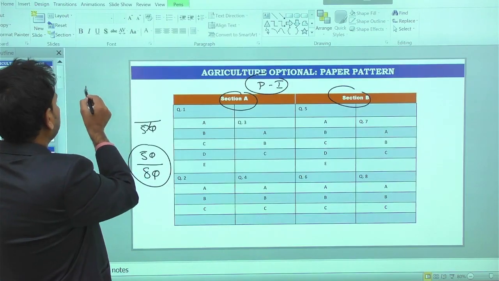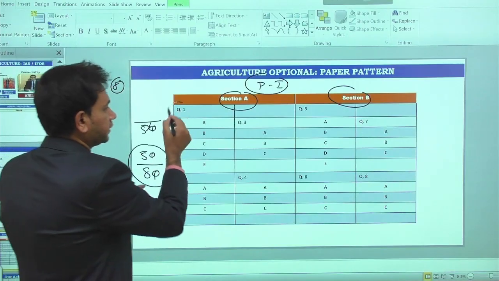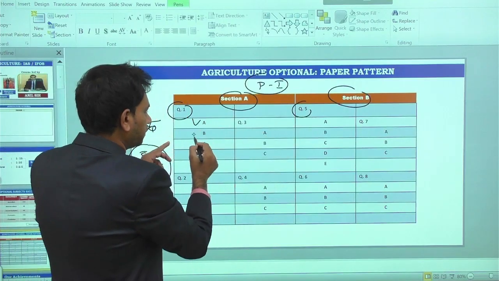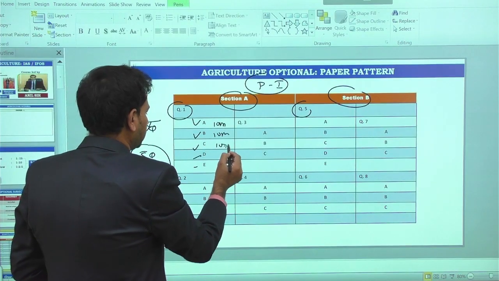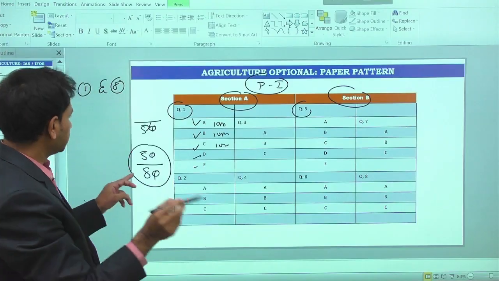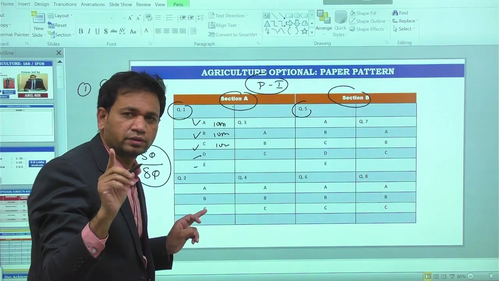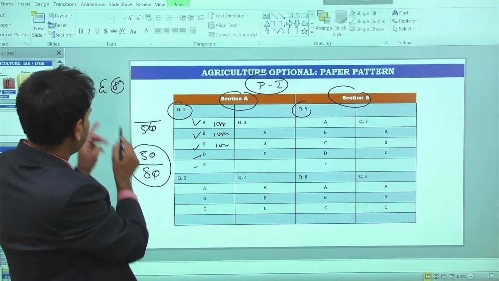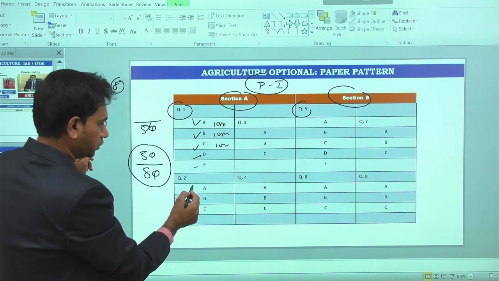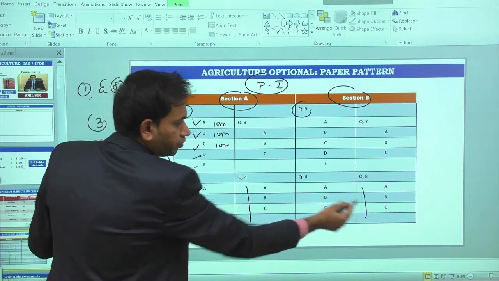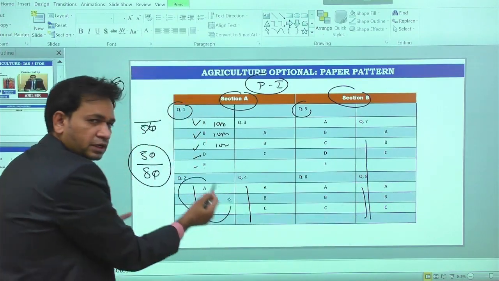Question numbers 1 and 5 are compulsory, right? Here we have the 10 marks questions. The remaining 3 questions you can choose either from section A or section B. That means out of the 5, questions 1 and 5 are compulsory, and for the remaining 3 questions you can choose 2 questions from section A and 1 question from section B, or else 2 questions from section B and 1 question from section A.